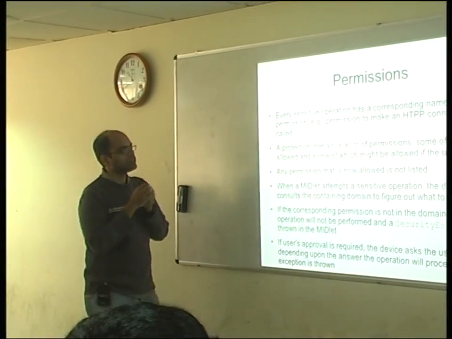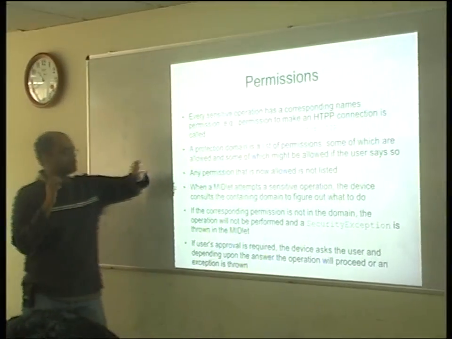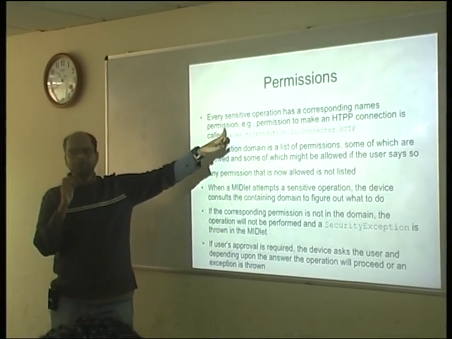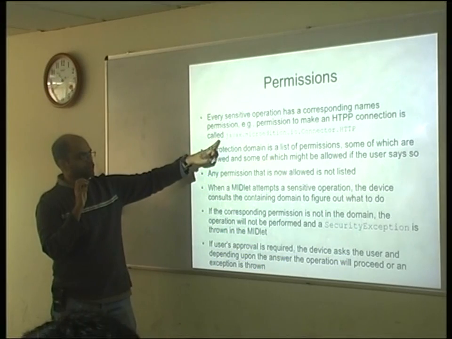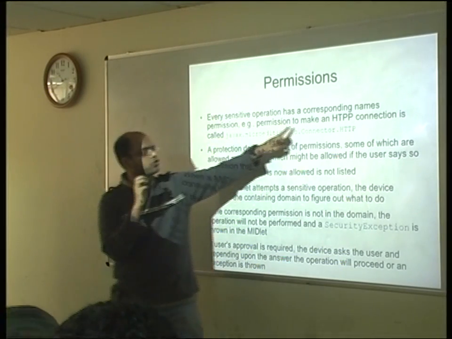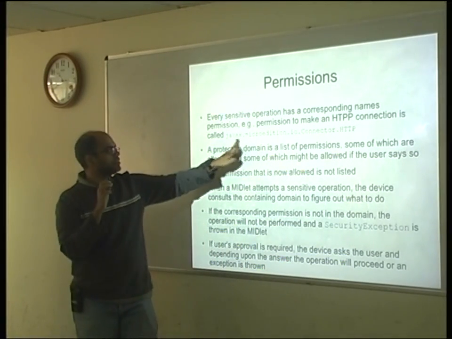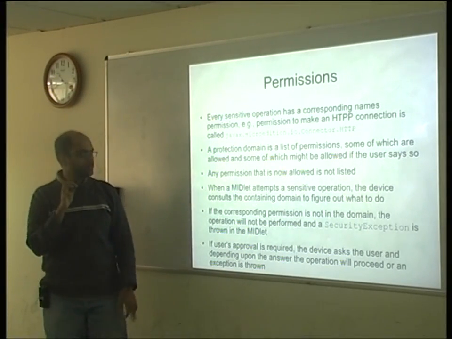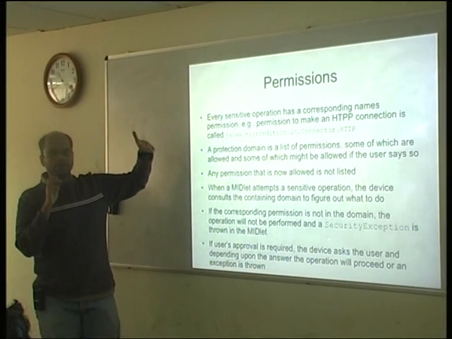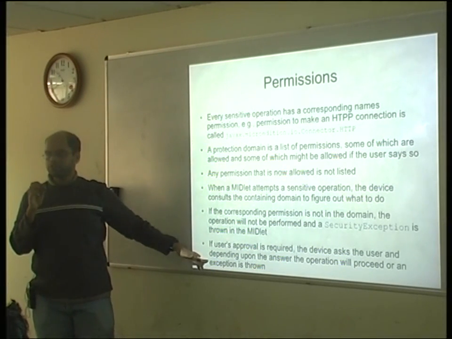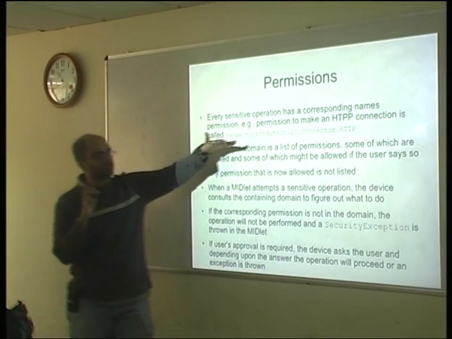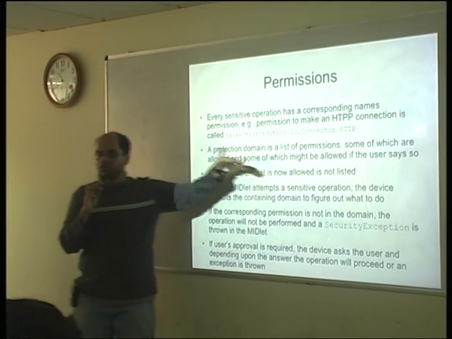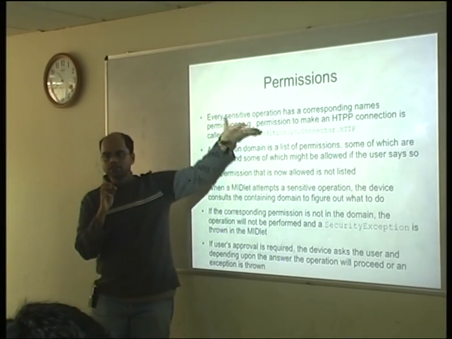So what are the permissions typically, and what are the domains? Every sensitive operation has a corresponding permission name. For example, if you want to make an HTTP connection, this is the permission name, connector.http. A protection domain is basically a list of all these permissions. One protection domain will say, okay, dialing a phone number, HTTP request, and so on. Every protection domain has these permissions.